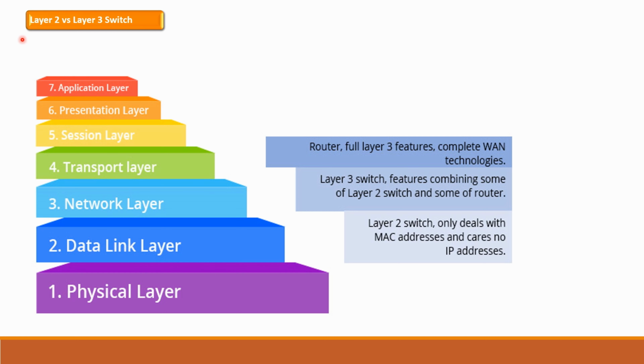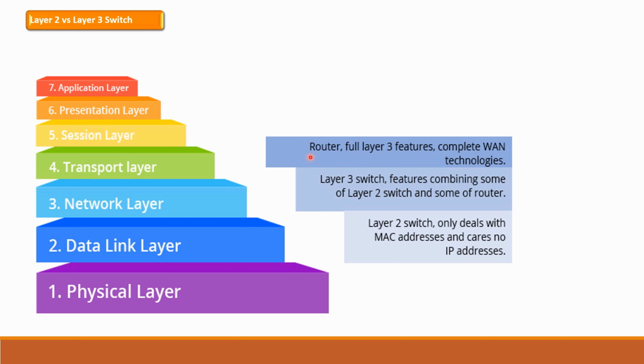So now we are talking about layer 2 and layer 3 switches. You can see layer 1 is the physical layer, layer 2 is the data link layer, layer 3 is the network layer, 4 is the transport layer, 5 is the session layer, 6 is the presentation layer, 7 is the application layer. So here we are talking about layer 2 and layer 3 switching. A layer 2 switch only deals with MAC addresses and cares nothing about IP addresses. Even if the data has an IP address, it will not check the IP address, only learning the MAC address. A layer 3 switch is different. It checks the MAC address, and if the data has an IP address, it will check both. So it's called a layer 3 switch.